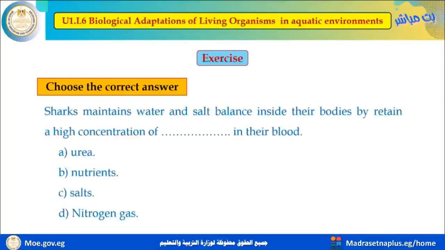Another question. Sharks maintain water and salt balance inside their bodies by retaining a high concentration of plankton, blood, urea, nutrients, salt, nitrogen gas. That's right. Excellent. Urea. So the sharks maintain water and salt balance inside their bodies by retaining a high concentration of urea in their body. And this is a kind of adaptation that helps the shark to stay alive in its environment. That's good, right?